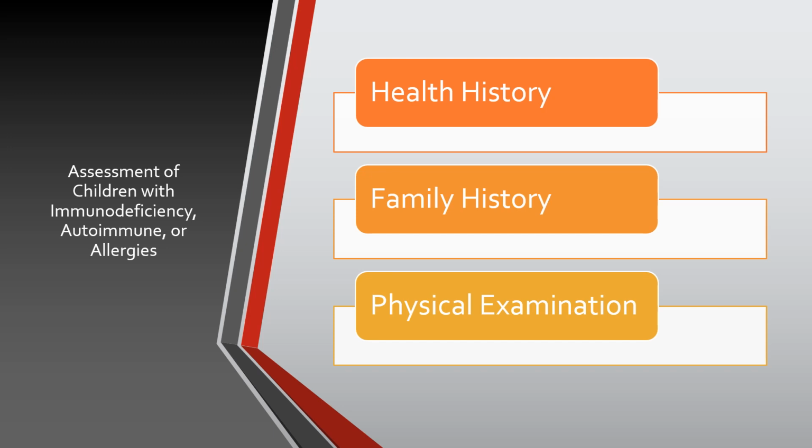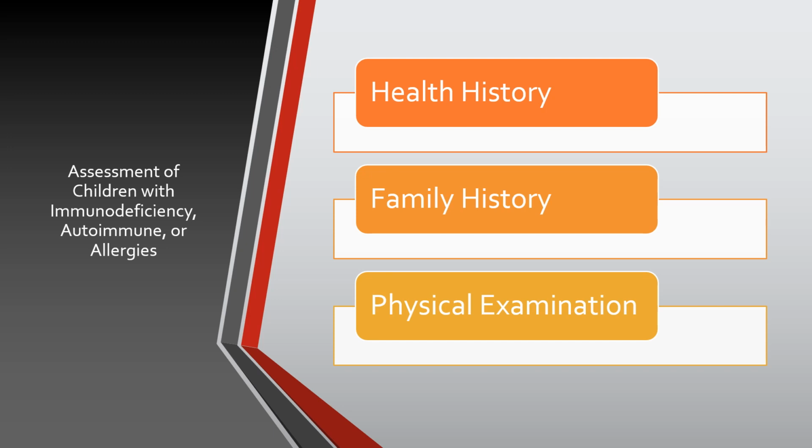So let's talk about assessment of children with immunodeficiency, autoimmune, or allergies. So we're going to get a really good health history. Does the mom have HIV infection? Are there frequent recurrent infections such as otitis media, sinusitis, pneumonia? Do they have a chronic cough, recurrent fever, 2 or more serious infections in early childhood, extensive eczema, growth failure, right? We're going to think about all of those things that might have to do with immunodeficiency, autoimmune, or allergies.